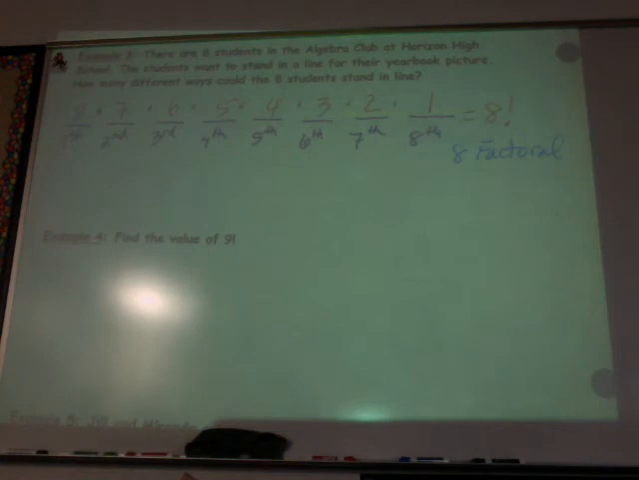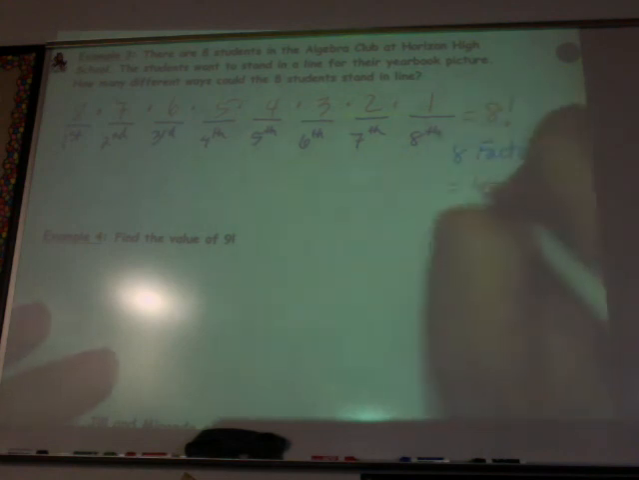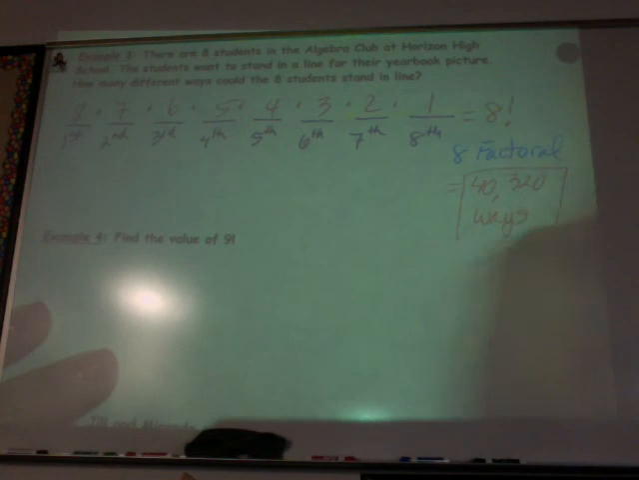And I'd actually let you use your calculator for that. I do expect you to be able to do a factorial below 10 by hand. It's possible. So if I multiply that all together, we would actually have 40,320 ways that those little algebra math students could line up.